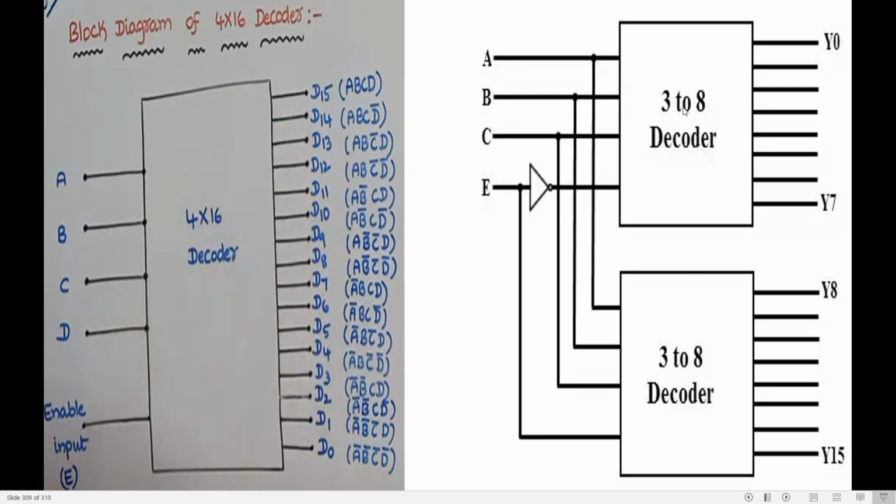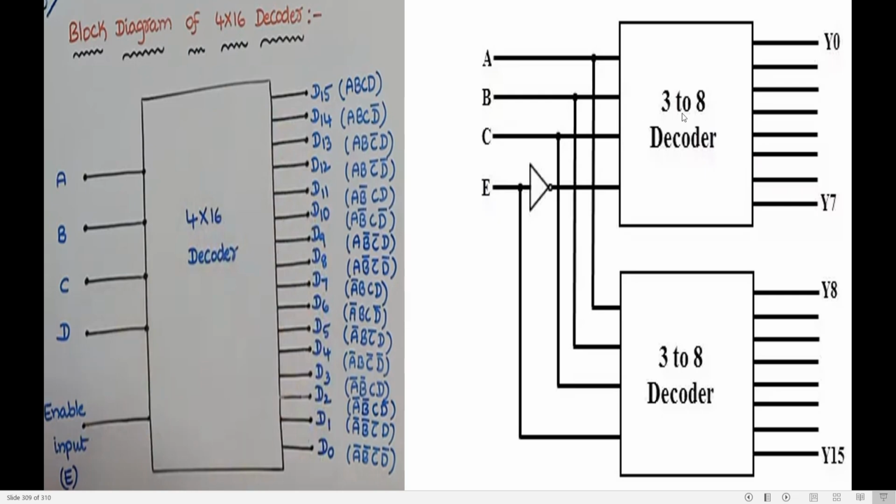So 3 inputs. You know, 4 by 16 has how many inputs? 4 inputs. So ABC will be the input to the first decoder. The same ABC will be given as the input to the second decoder. Whereas D here acts like an enable. If it is 0, it is connected via a buffer gate, an inverter gate, to the first decoder, and the direct output is given here. When E is 1, this decoder is enabled. When E is 0, this decoder is enabled.